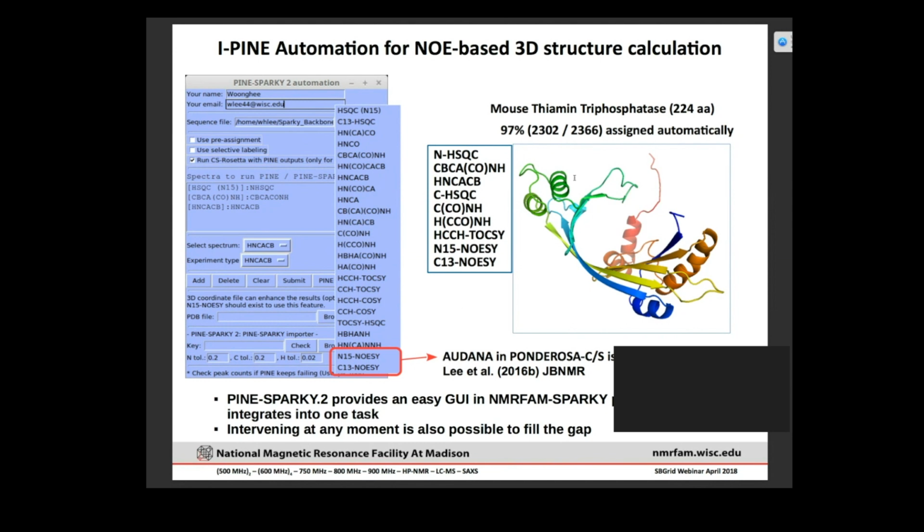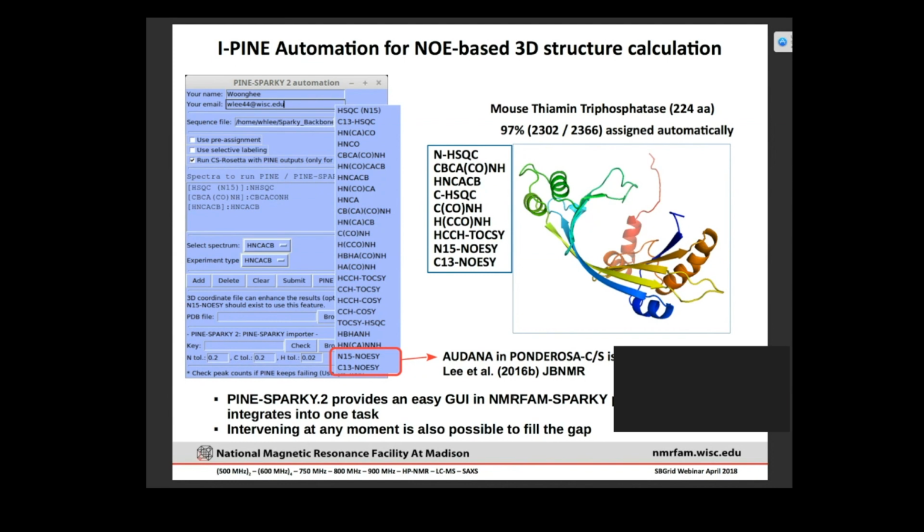This is an example that I ran for mouse thiamine 3-phosphatase. It's a 24 kilodalton protein. 97% of all the assignments, including sidechain, were achieved. And then I got this structure all automatically. I didn't do anything other than picking and running this Pine-Sparky 2. So they can be used, and intervening at any moment is also possible.